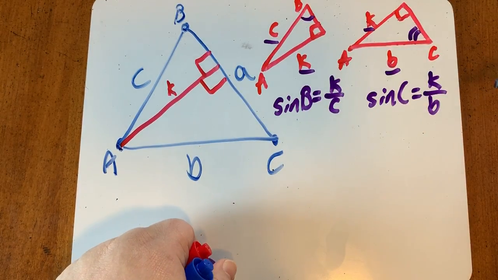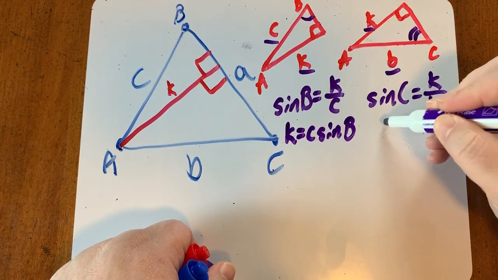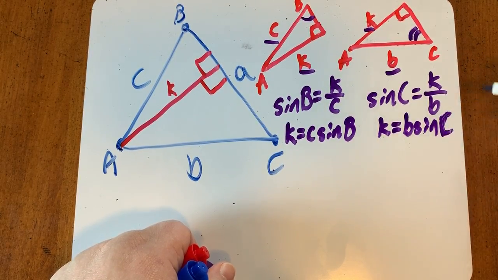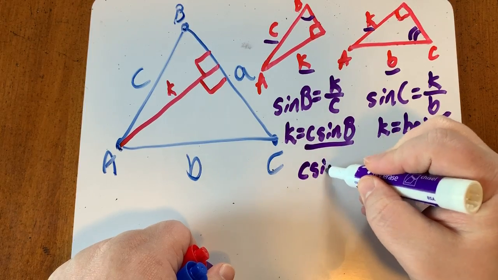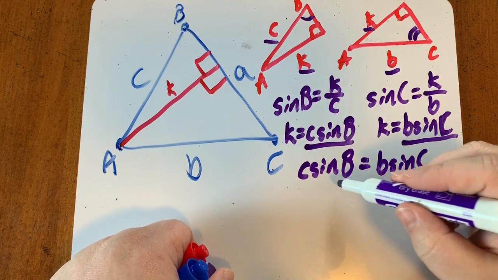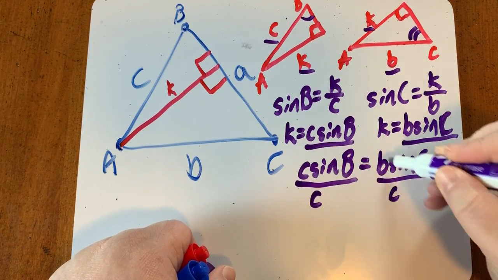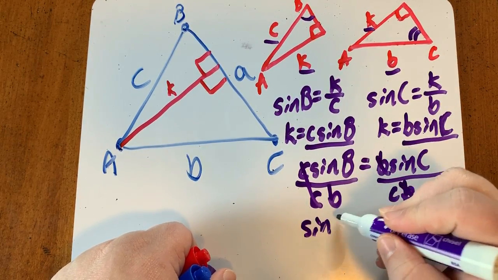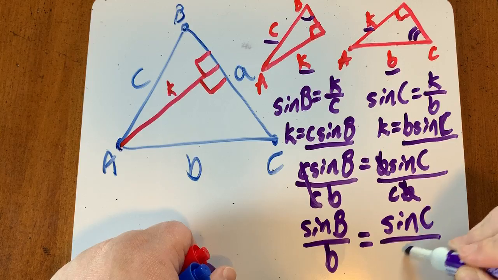K is the part that's not from our original triangle, so we can isolate K. Multiply both sides by C. Isolate K here, multiply both sides by B. And since these two both equal K, we can set them equal to each other. Well, this C sees its friend C over there. This B sees its friend B over there. So those divide off, leaving us with sine of B over B equals sine of C over C.